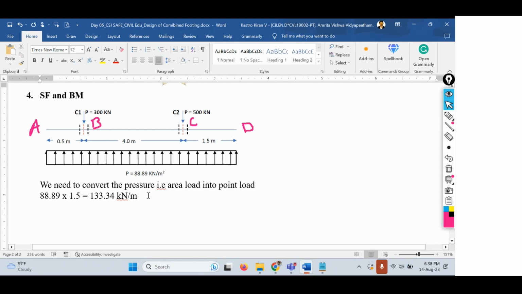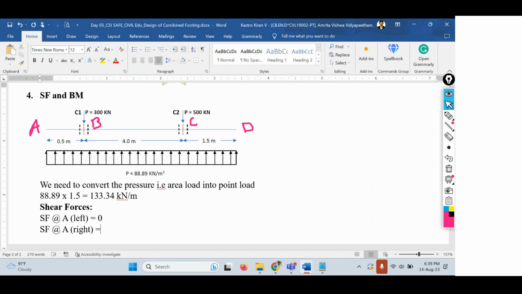Right. So now let's calculate the shear force and bending moment. We have the shear force and bending moment values at A, B, C, and D. First, let me keep the heading as shear forces. As I was mentioning, shear forces at each point we have to find out. Shear force at A, I'll make it as left side of A. Do we have any load on the left side of A? No, there is no load available. So therefore, 0. And similarly, shear force at A on the right side equals 0 as well.